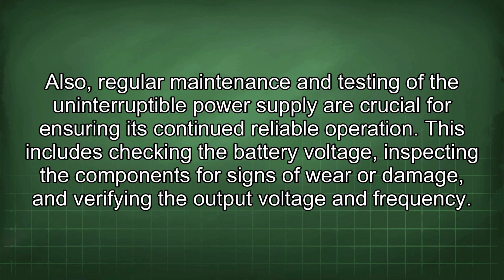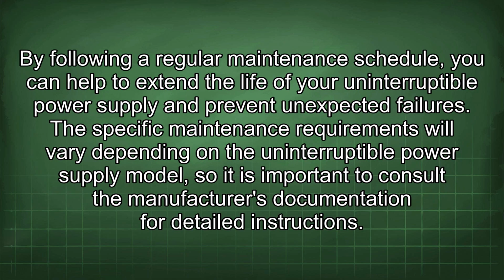Also, regular maintenance and testing of the uninterruptible power supply are crucial for ensuring its continued reliable operation. This includes checking the battery voltage, inspecting the components for signs of wear or damage, and verifying the output voltage and frequency. By following a regular maintenance schedule, you can help to extend the life of your uninterruptible power supply and prevent unexpected failures.